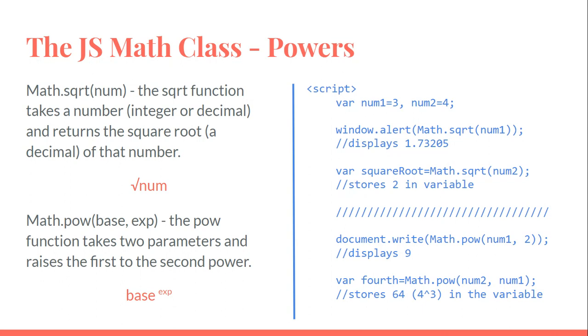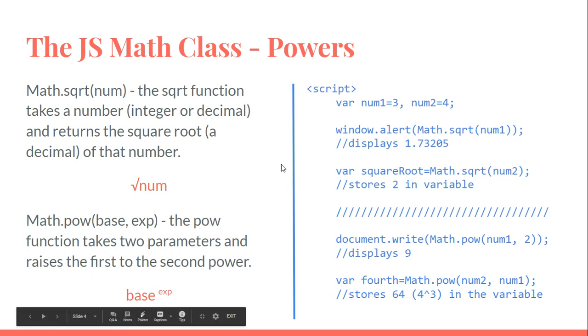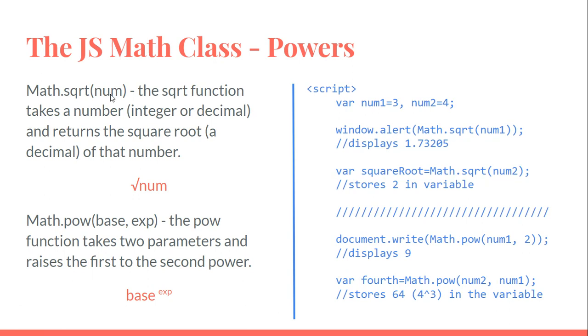Okay, so we're starting by talking about functions that deal with powers. We've got two that we're going to talk about. We're going to talk about Math.sqrt, taking one parameter. That function is the square root function. It takes a number that can be either an integer or a decimal and returns the square root of that number. It's the equivalent of this mathematical function that we're familiar with.